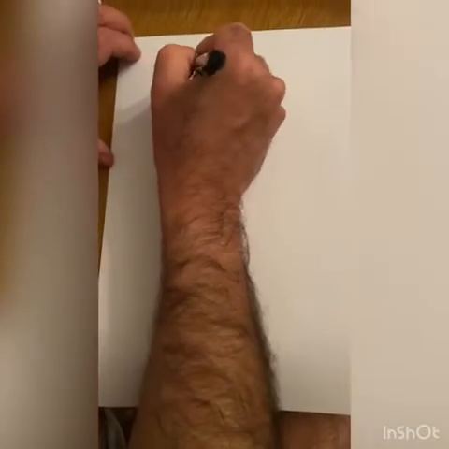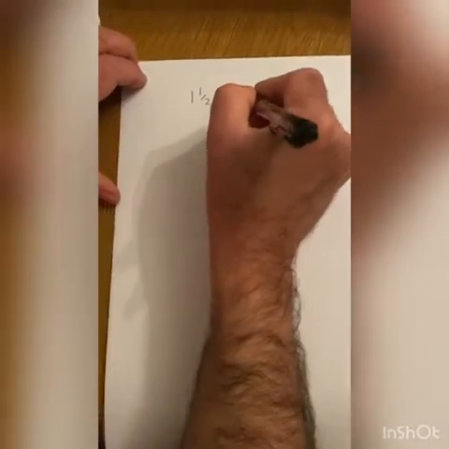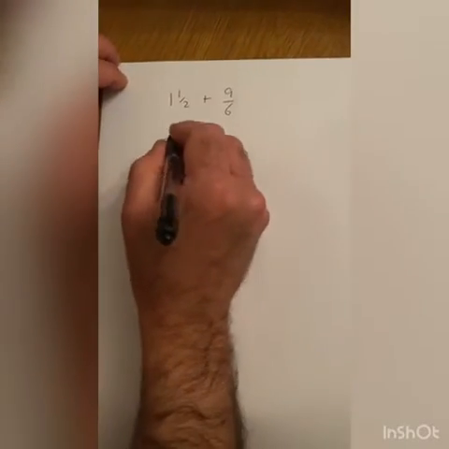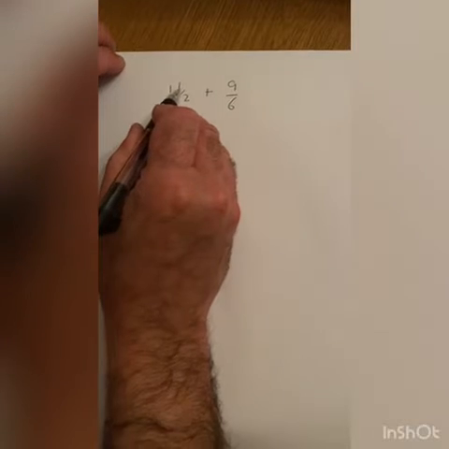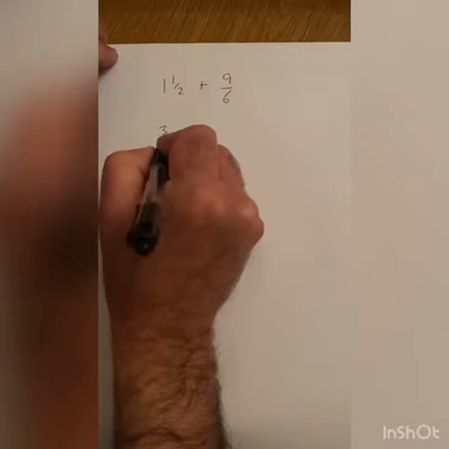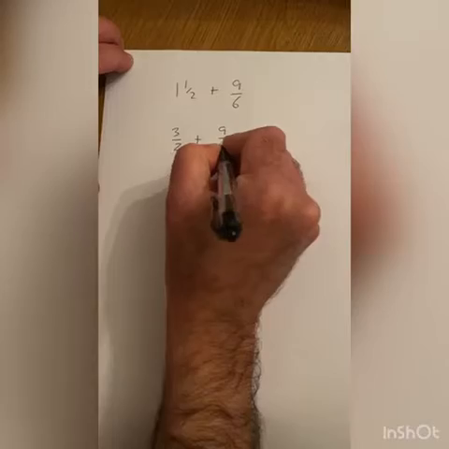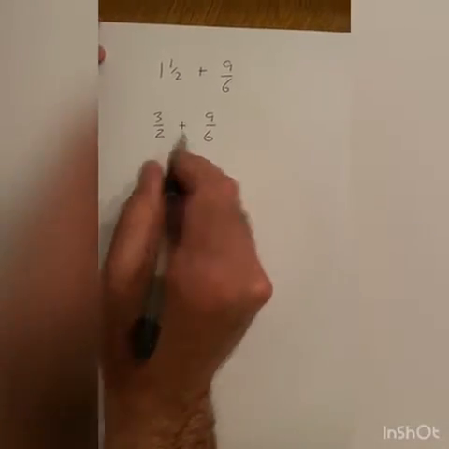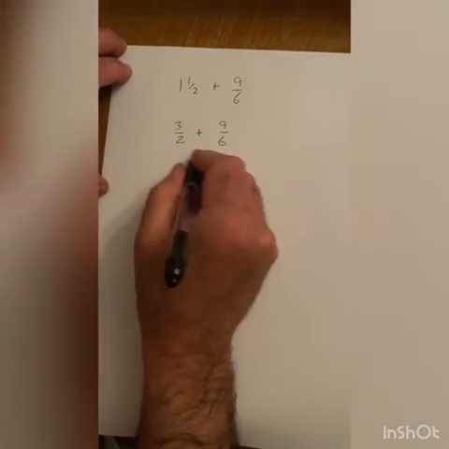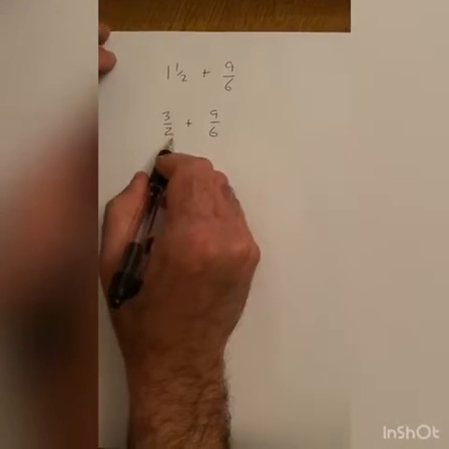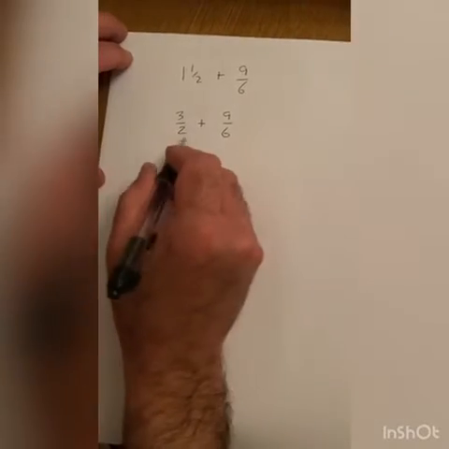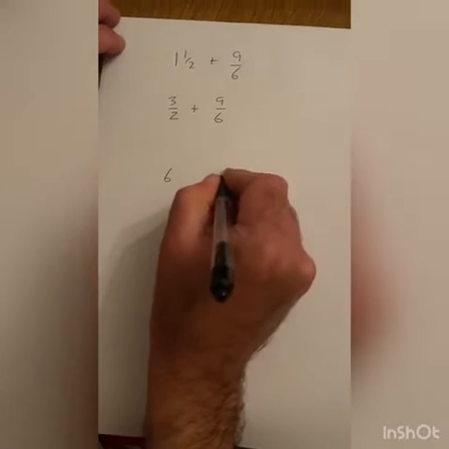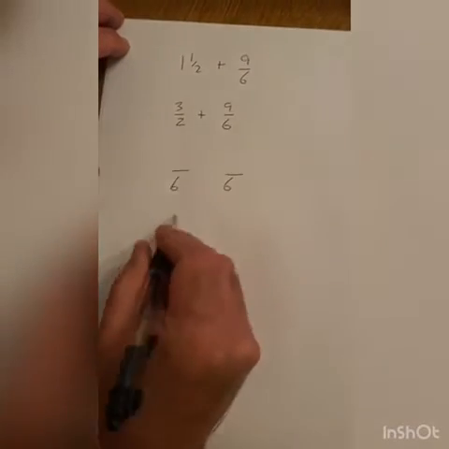Let's look at 1 1/2 plus 9 over 6. So we've got a mixed number plus an improper fraction. Same situation. 1 into 2 is 2, plus the 1 is 3 over 2, plus 9 over 6. Now we can use the same thing that we've been doing and looking at multiples of 2 and 6, but we can notice that 2 does actually go into 6, so you can just use 6 as the denominator for both fractions.